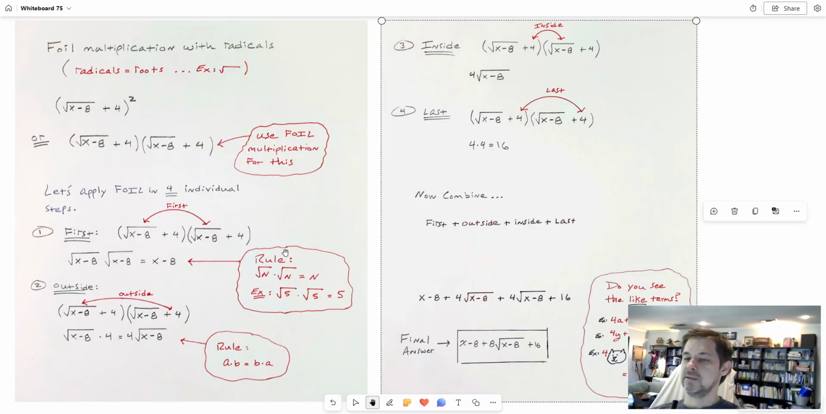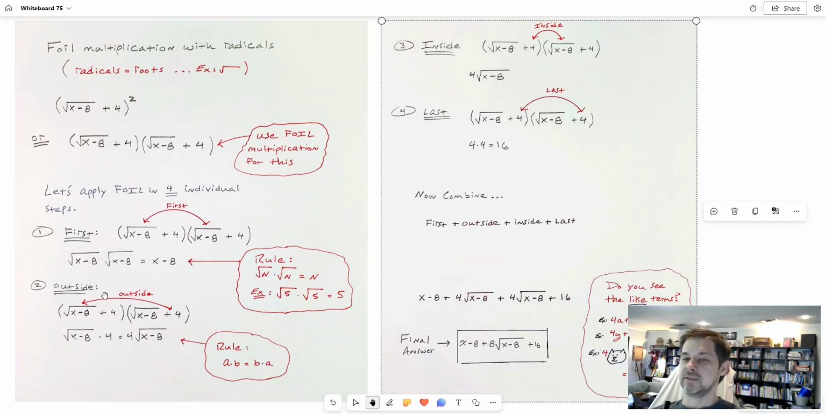Now, that's because of another rule. There's lots of rules in algebra, and like it or not, we just have to get used to it. If I multiply like roots, in general terms, root of n times root of n, where n could be anything, but it's the same in either root, then I'm just going to get n. So for example, root 5 times root 5 is just 5. And root x minus 8 times root x minus 8, because they do match, is just x minus 8. Okay, so that's first from FOIL.